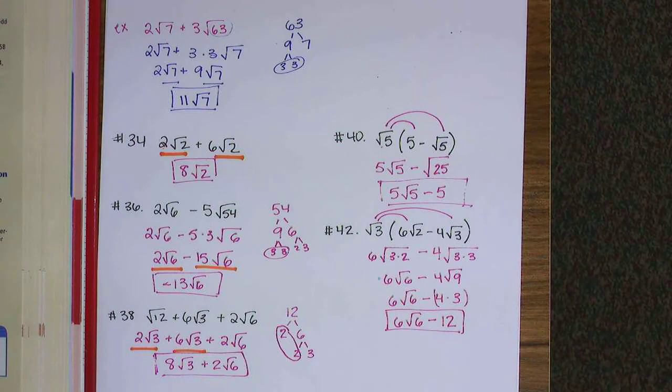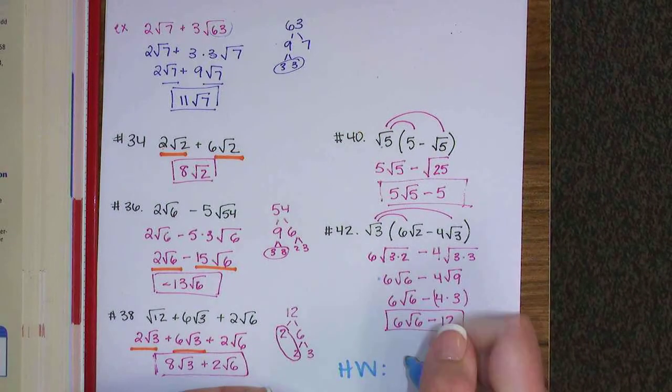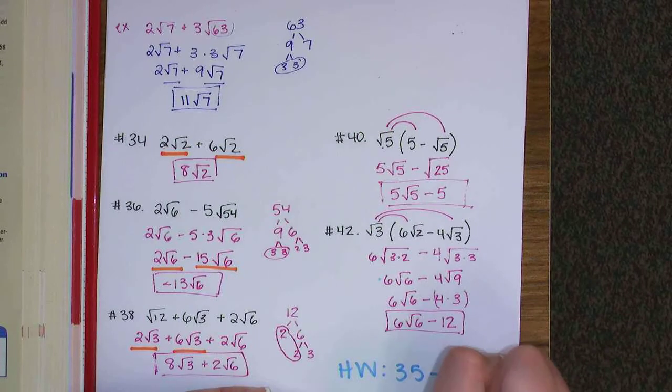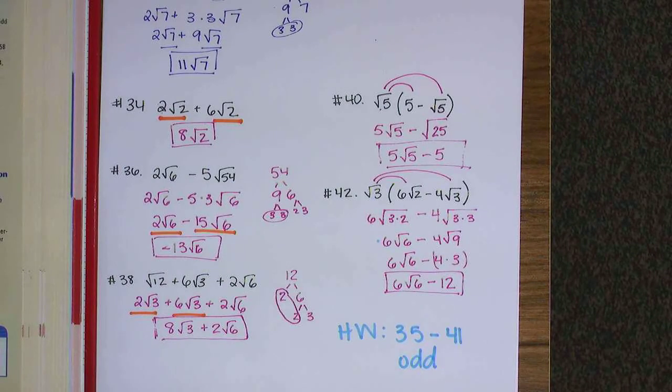So your homework, out of what's left here, is 35 through 41 odd. We've done the even ones, so, oops, sorry. If you have questions, remember, let me know.